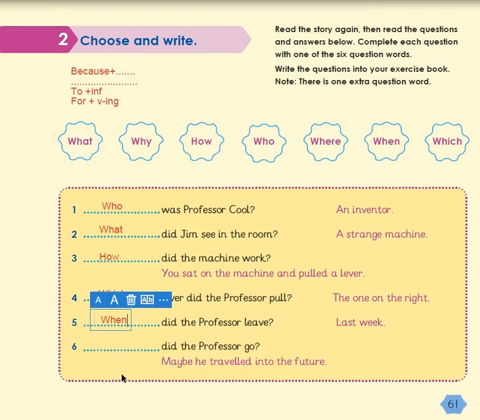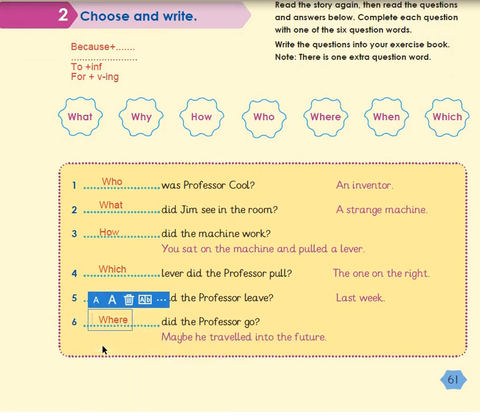Then I have here. Where did the professor go؟ Maybe he traveled into the future. Now he asks about a place. إما the future المستقبل، برغم أن هذا زمن، لكن المقصود به الوقت، المقصود به كمكان. أين ذهب البروفيسور؟ Maybe he traveled into the future. ربما سافر إلى المستقبل. والمقصود بالمستقبل هنا كما قلنا يعني المكان وليس الزمان.